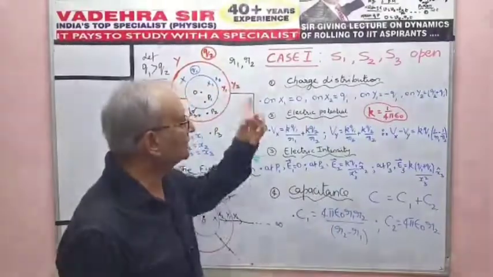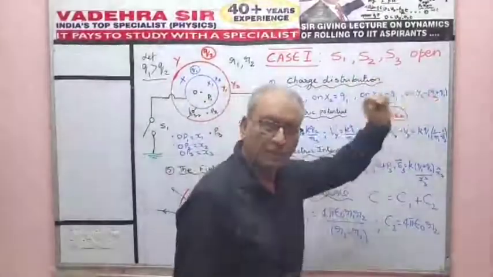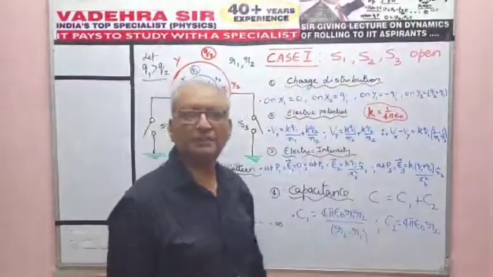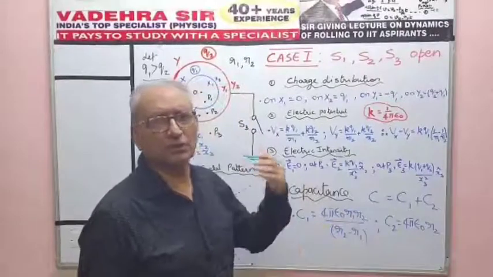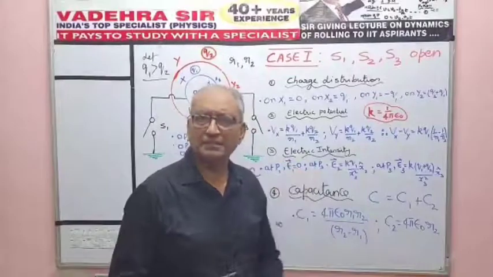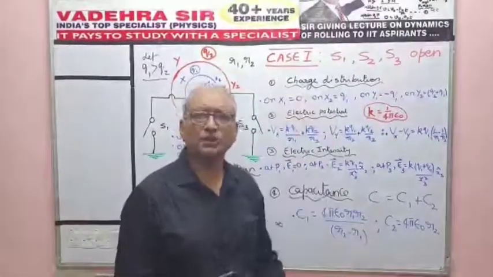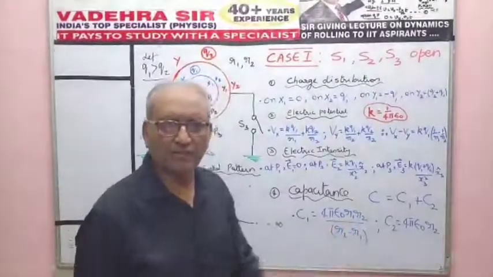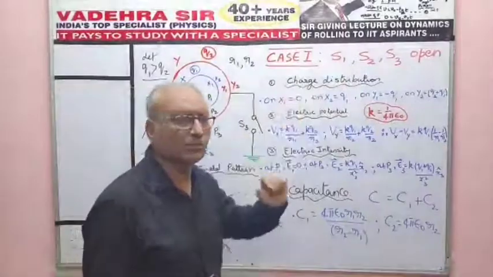spheres. The first case is when all the three switches S1, S2, S3 are open. Then both the plates are floating plates. We'll discuss the charge distribution, the potential, the intensity at different points, the capacitance, the energy pattern, everything that you can think about regarding this. You'll have everything in this video lecture. So here we are. Number one is the charge distribution.